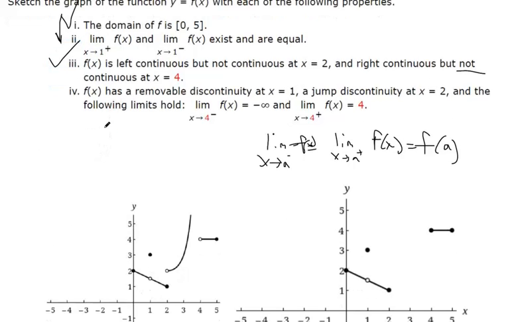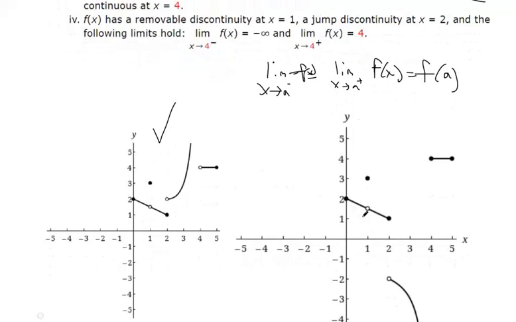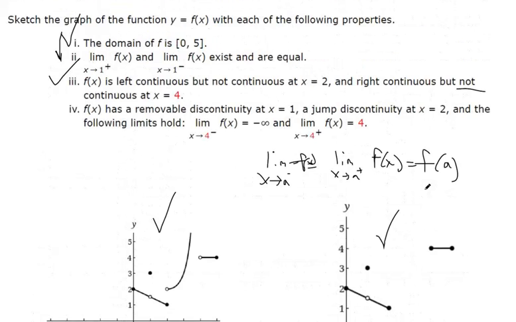Okay, this is probably where we'll be able to eliminate them. f of x has a removable discontinuity at x equals 1. That's what happens when you have an open circle and then a dot right on top of it. This has a removable discontinuity at x equals 1. These all have removable discontinuities at x equals 1.